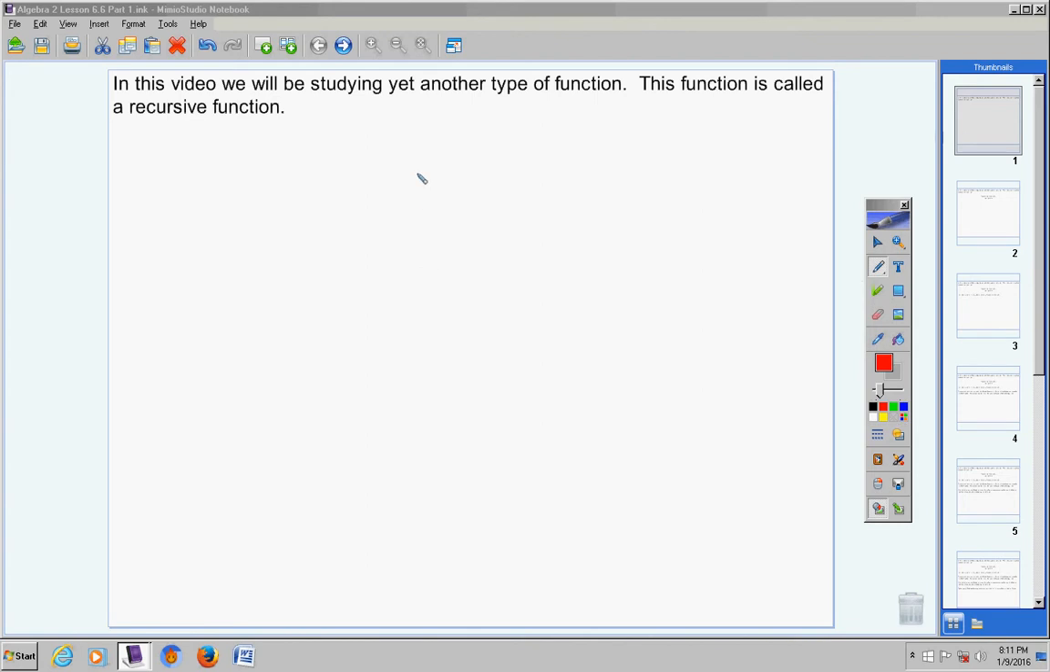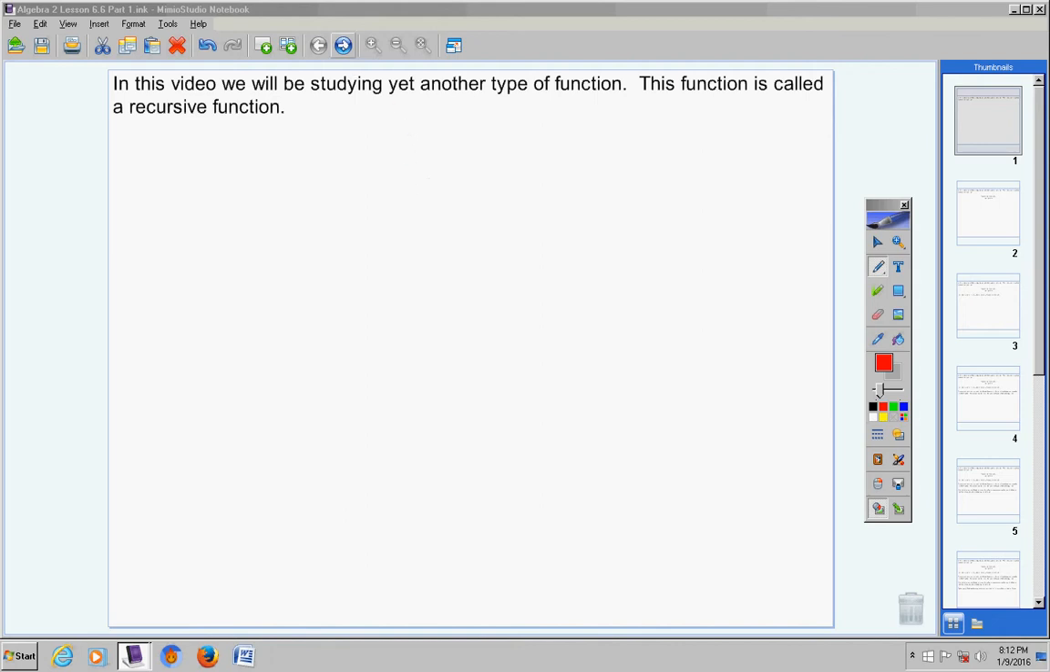In this video, we will be studying yet another type of function, okay? We've looked at step functions, piecewise functions, inverse functions. Today we're going to look at a function called a recursive function, okay?